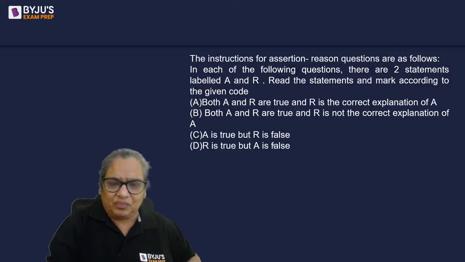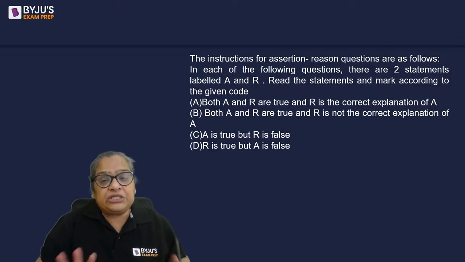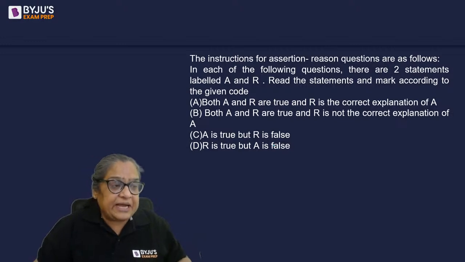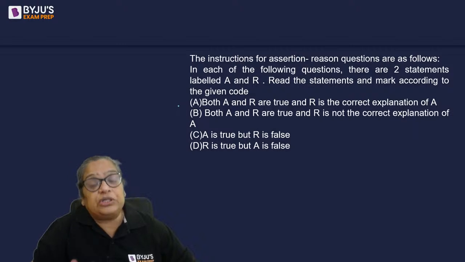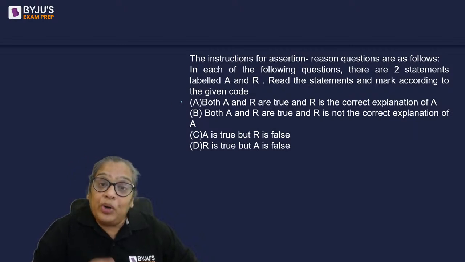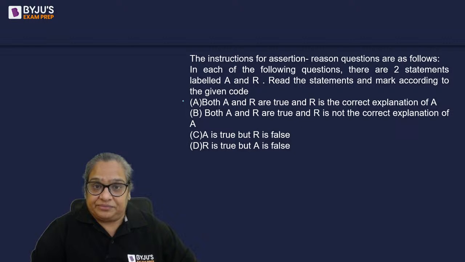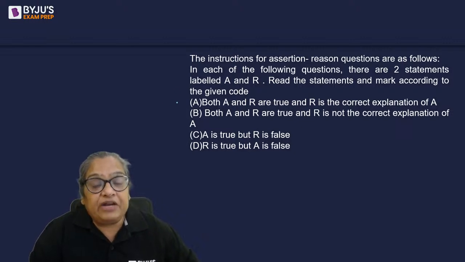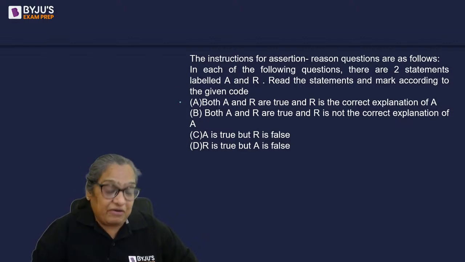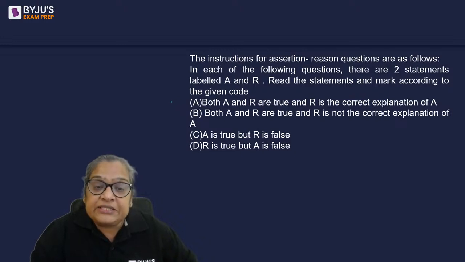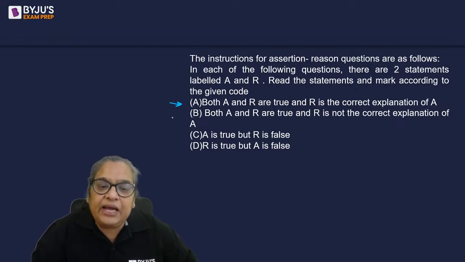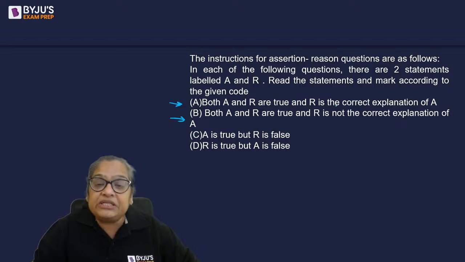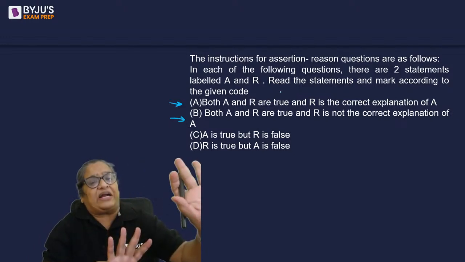Clear? The instructions are almost always the same, but as I tell you, always look at the code given so that you don't end up knowing an answer and marking the wrong option. Whenever an exam has negative marking, you have to be very careful. So what is this? A, if both A and R are true and R explains A, R is the reason for A. B, they both are true, but R is not an explanation. They are just two facts.